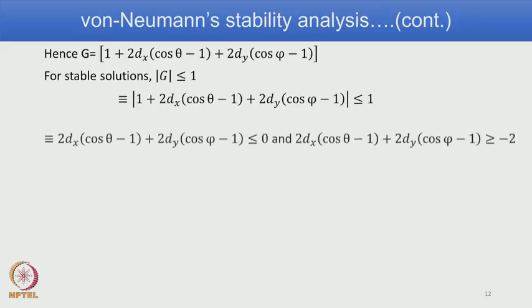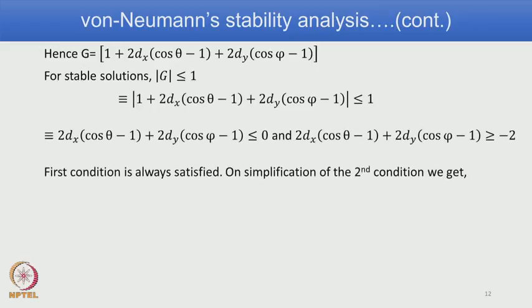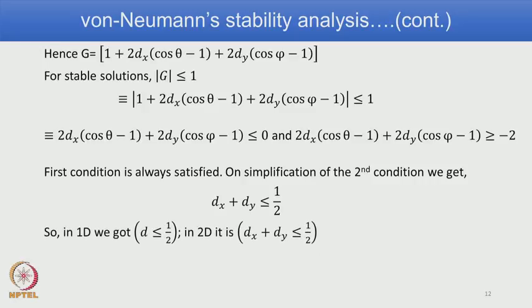Now, we can manipulate arithmetically and then the first condition is always satisfied, the second condition is satisfied based on the condition that dx plus dy should be less than or equal to 1 by 2. So, if you recall, in one dimensional we got d to be less than or equal to 1 by 2. Now, in two dimensional dx plus dy to be 1 by 2.